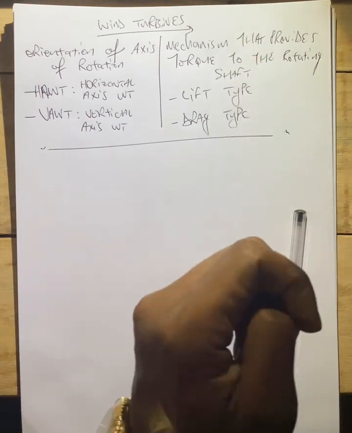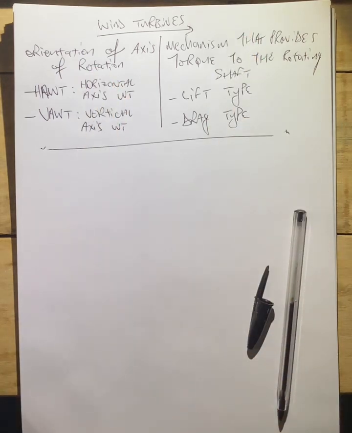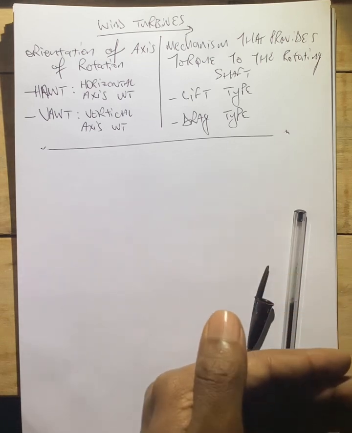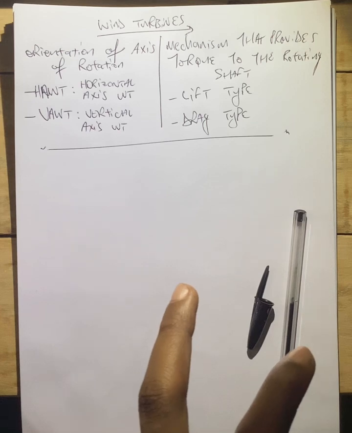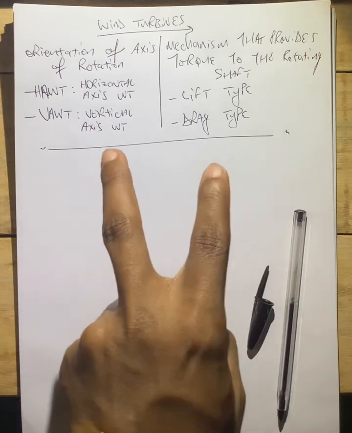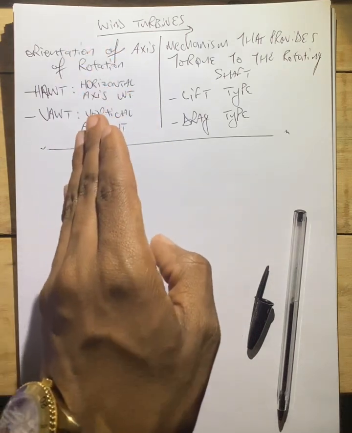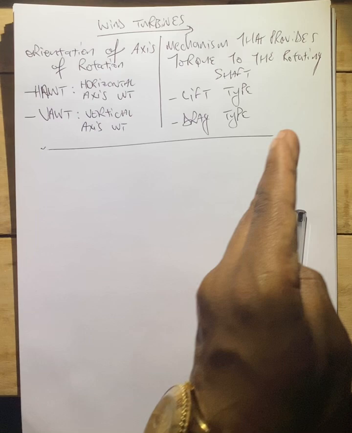Now, what's the difference between what you see on your right and what you see on your left? The difference is we normally have to categorize wind turbines. For now, I'm of the understanding that there are two ways of categorizing them. It's either orientation of axis of rotation, or it is the mechanism that provides torque to the rotating shaft.